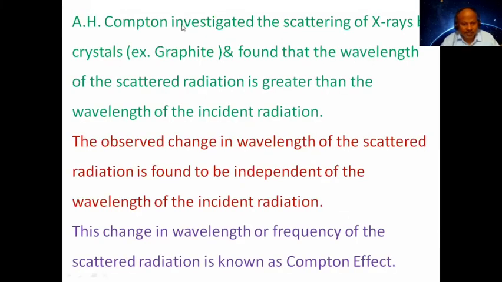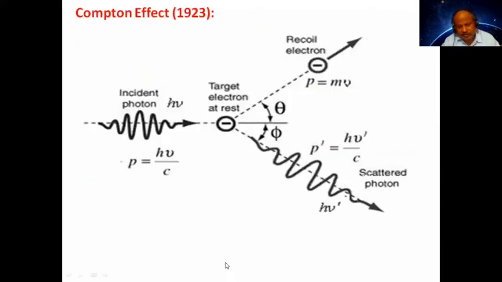Compton is saying the same thing. Compton investigated the scattering of X-rays by crystals and found that the wavelength of scattered radiation is greater than the wavelength of incident radiation. The observed change in wavelength of the scattered radiation is found to be independent of the wavelength of incident radiation. This change in wavelength or frequency of scattered radiation is known as the Compton effect, and it is shown by this diagram.